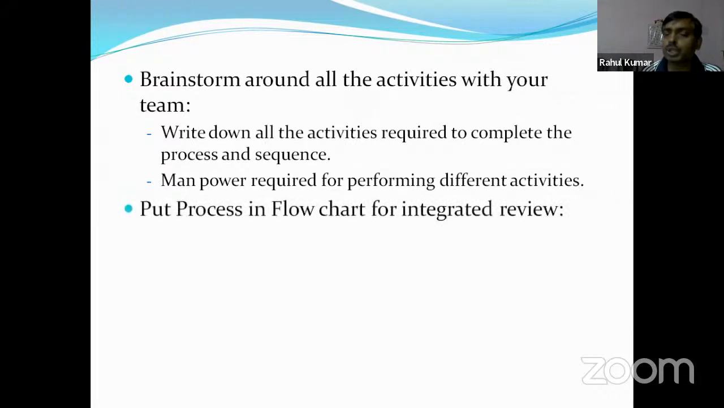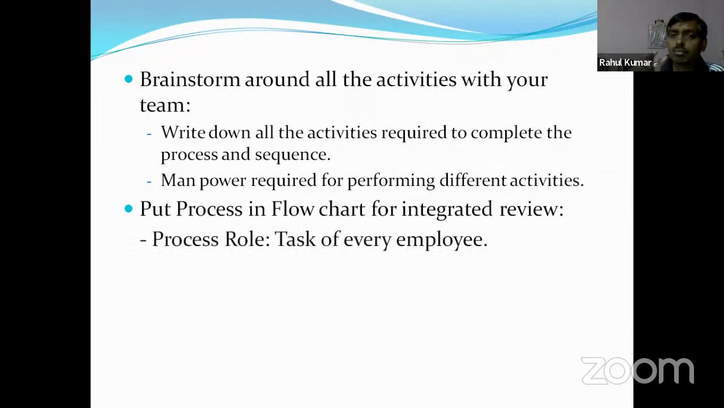Put process in flow chart for integrated review. Put it in the flow chart. Everything needs to be kept on paper, and later on we have to keep it in a process flow chart for the integrated review. And now what is integrated review? See, that means process role.